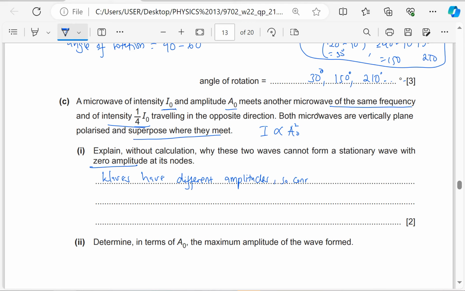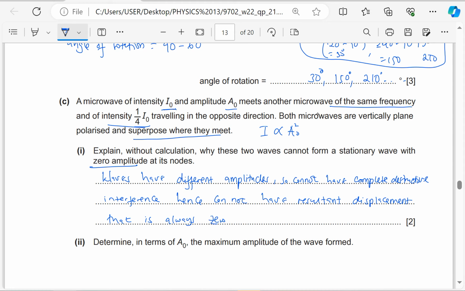So they cannot have complete destructive interference, hence cannot have a resultant displacement that is always zero at nodes.